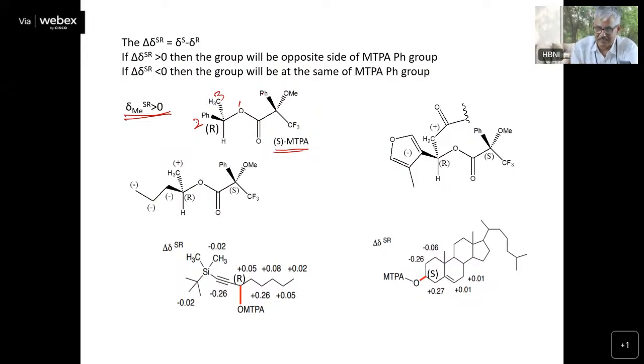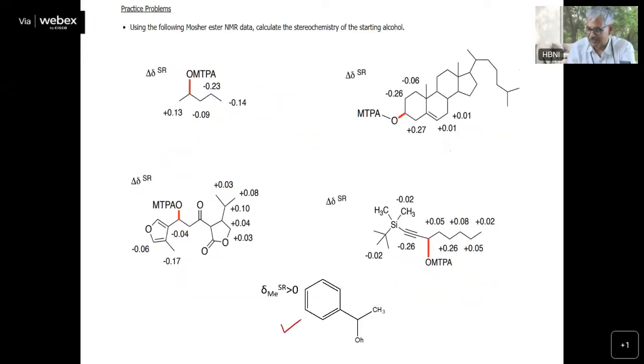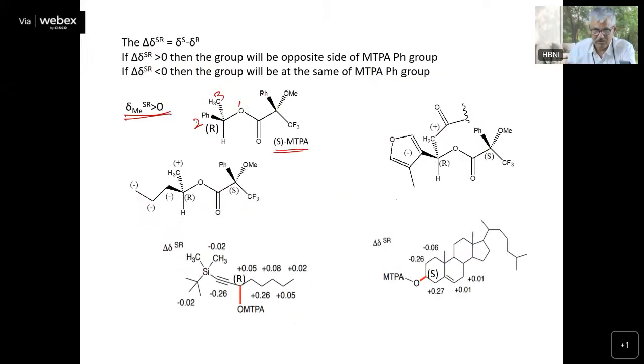Now let us see one more example. You see that delta SR for this group is negative, and this group is positive. So that means the methyl will be down. Okay, you see the methyl will be opposite to phenyl. In the ester, the methyl group will be positive, so it has to be away from the phenyl. And these groups are negative, so they will be on the same side of the phenyl. This is happening due to the anisotropic effect of the phenyl. And again, you get the 1, 2, and 3. So again, this is also R.